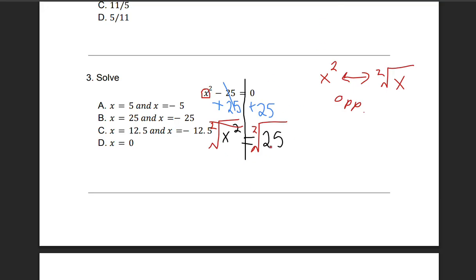Now with square root 25, that means what number times itself gives you 25? Well, that will in fact be the number 5. Now, very important, square rooting is not only the positive of that number, but it is also the negative. So a positive 5 and a negative 5 both can give you 25. Answer will be A.